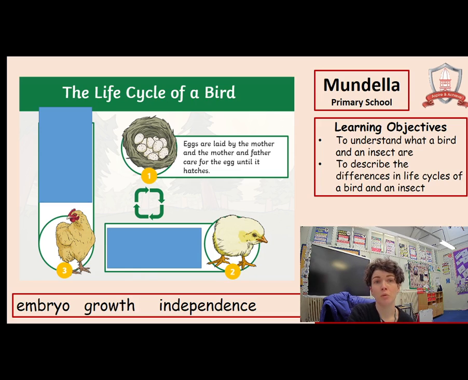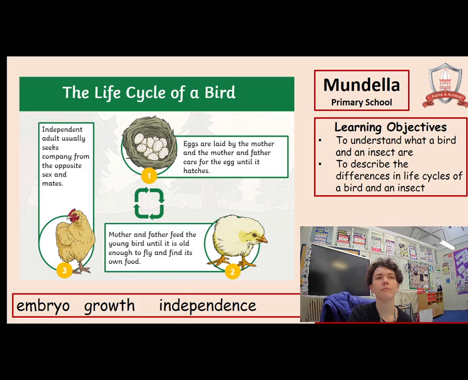So from picture 1 we then go to picture 2. Mother and father feed the young bird until it is old enough to fly and find its own food. Alright, so they look after the young until it's old enough to fend for itself. And then in image 3 we have an independent adult who usually seeks company from the opposite sex and mates. So that means that together they reproduce and the cycle can continue.